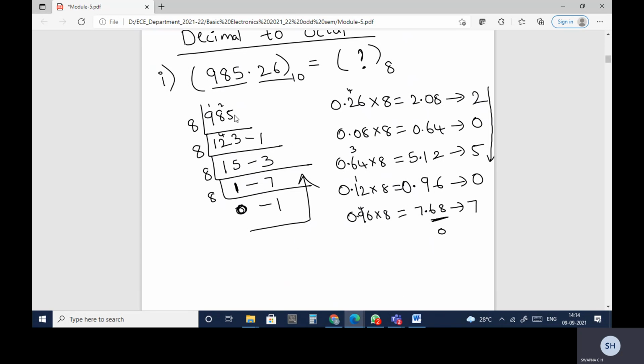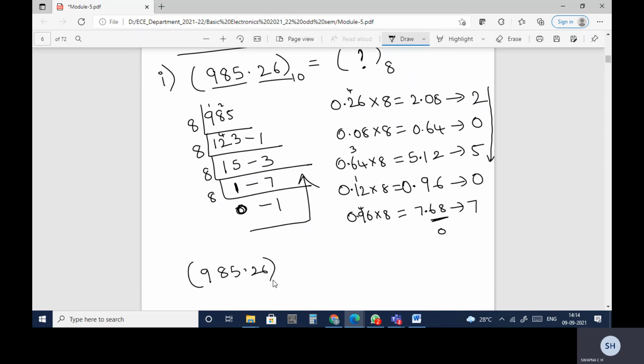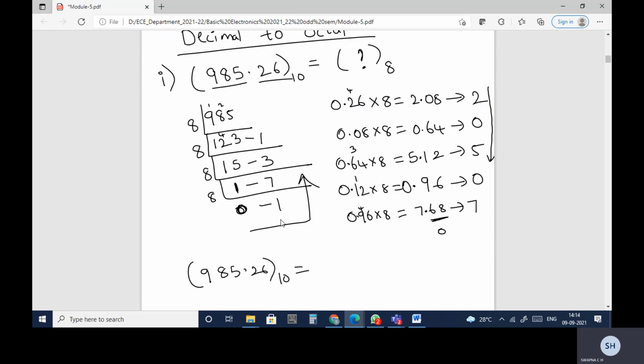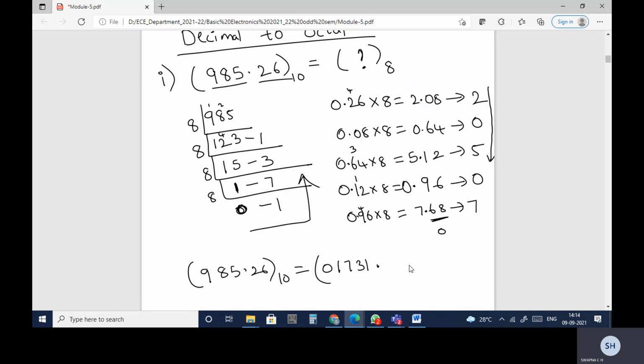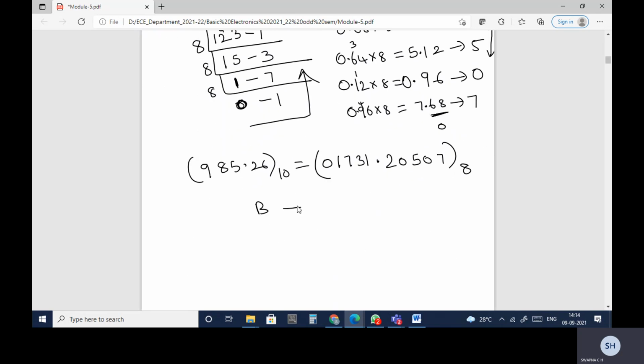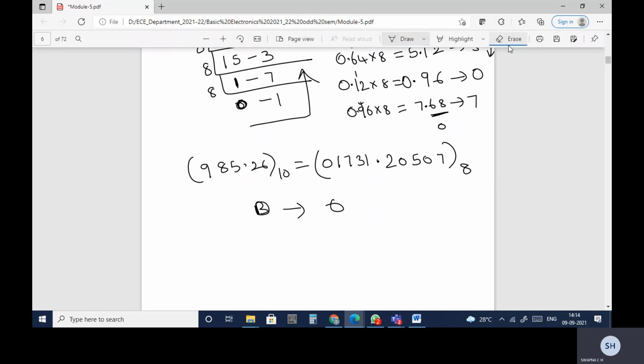So the overall answer for the conversion of 985.26 base 10 is nothing but this. I need to write the integer part from bottom to top, which is nothing but 1731, point, and the fractional part I need to write from top to bottom, so it is 20507 base 8. Okay, so this is a conversion from, sorry, not from binary, it is from decimal to octal, decimal number to octal number.